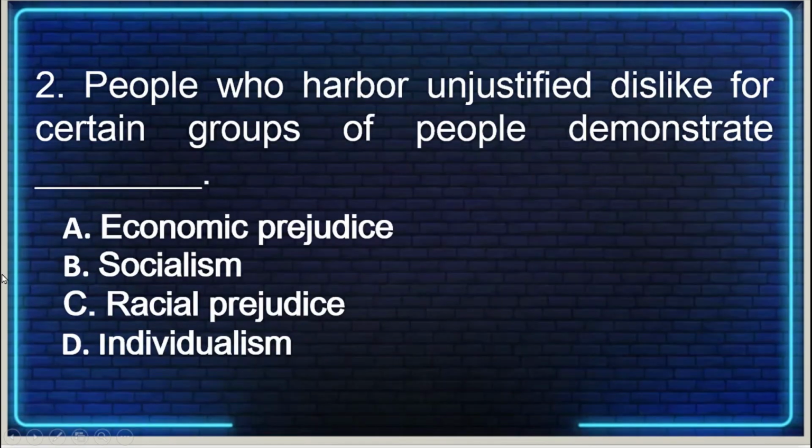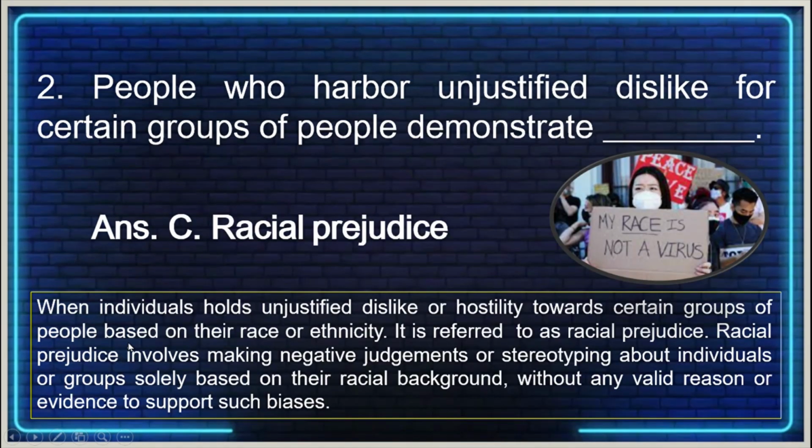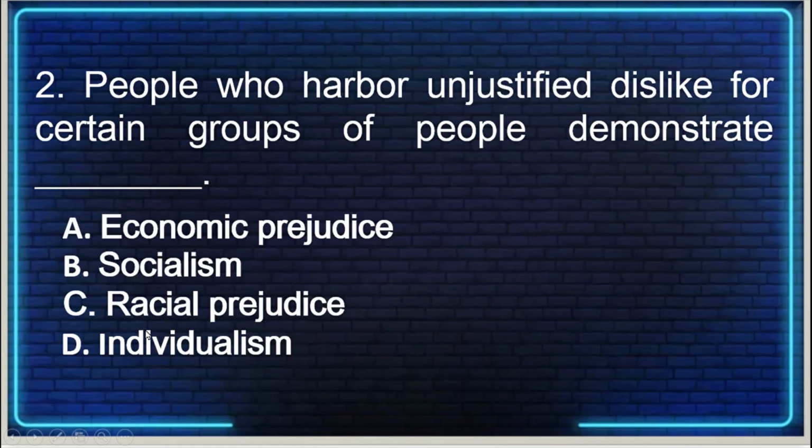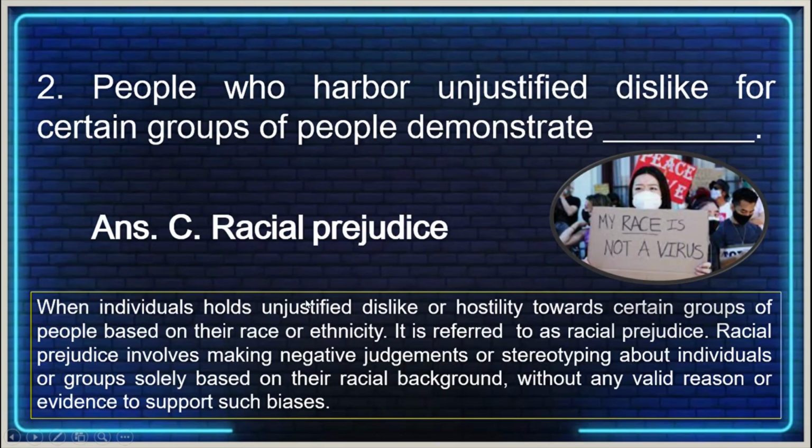Number 2, people who harbor unjustified dislike for certain groups of people demonstrate blank: A. Economic prejudice, B. Socialism, C. Racial prejudice, and D. Individualism. The answer is letter C. Okay, racial prejudice. Okay, so let us know why.